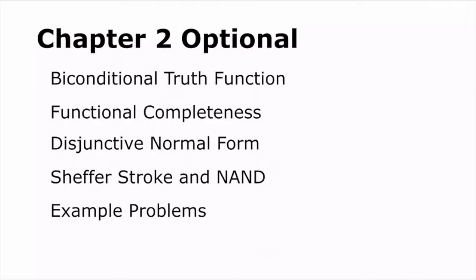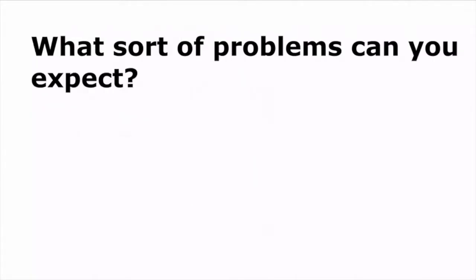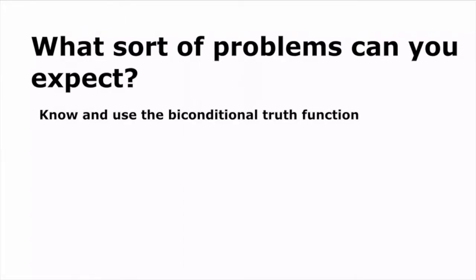Well, given that, let's look at some example problems, the kinds of problems you might get for Chapter 2 optional material. So you'll get questions, for instance, on the biconditional truth function, functional completeness, disjunctive normal form, or well, all of those. But in particular, what you want to do is know and use the biconditional truth function, not just the operator. So in Chapter 1, you learned the operator. How do you translate from English into formal notation using the operator? Now you'll want to be able to use that in truth tables and such.